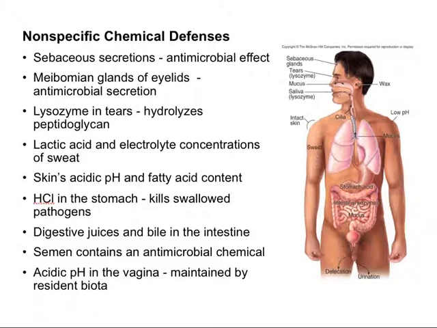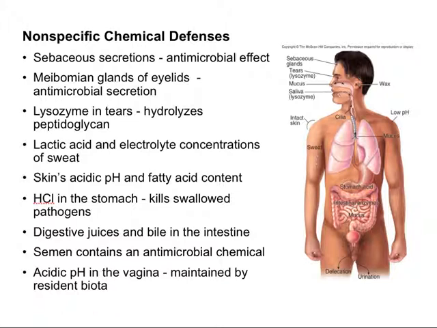In our tears is an enzyme called lysozyme. This enzyme hydrolyzes peptidoglycan that's seen in cell walls of bacteria. We also see that lactic acid and electrolyte concentrations are very high in sweat. This adds to the skin's acidic pH as well as fatty acid content, both of which create an antimicrobial effect.